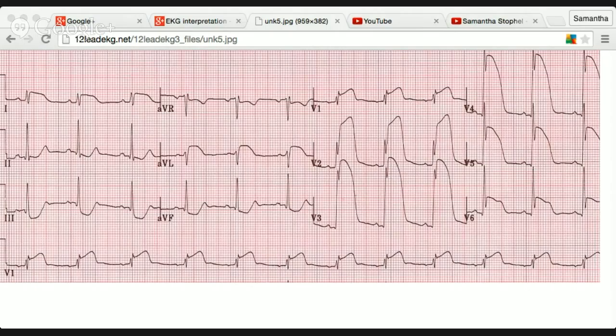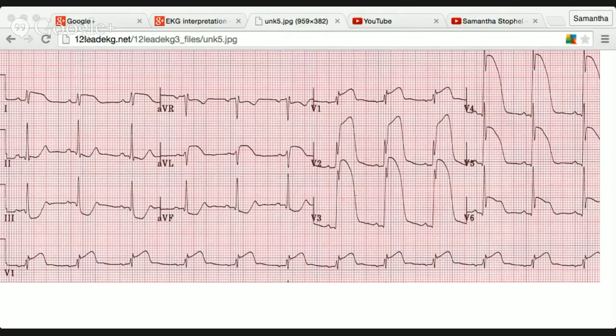And then next, we'll look at rhythm, and you can do that by looking at the R to R interval and seeing if it's regular. You can measure the distance between the R to R, and it looks pretty regular in this particular EKG. Next, we'll look at axis. You look at lead 1 and lead AVF, and the R wave is upright in lead 1 and it is upright in AVF. So therefore, there is no evidence of left axis deviation or right axis deviation.